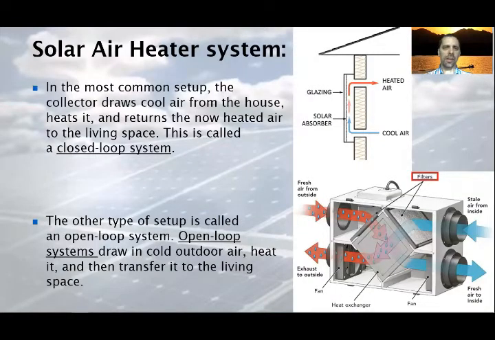There are plenty of variants of solar air heaters. In the most common setup, the collector draws cool air from the house, heats it, and returns the now heated air to the living space. This is called a closed-loop system. The other type of setup is called an open-loop system. Open-loop systems draw in cold outdoor air, heat it, and then transfer it to the living space. For residential systems, closed-loop systems are your best bet.